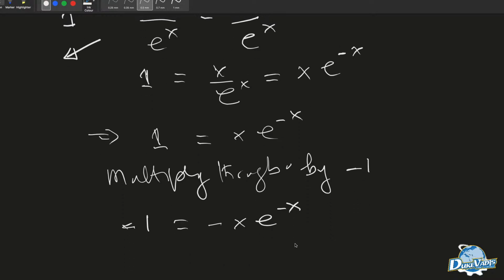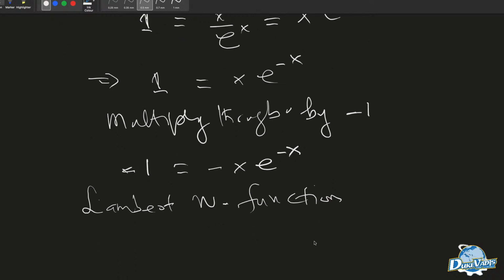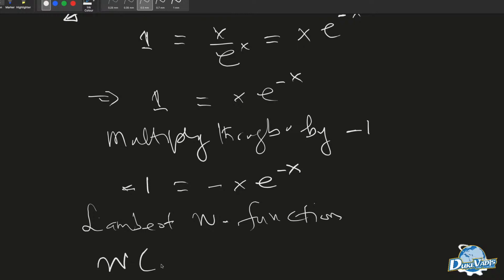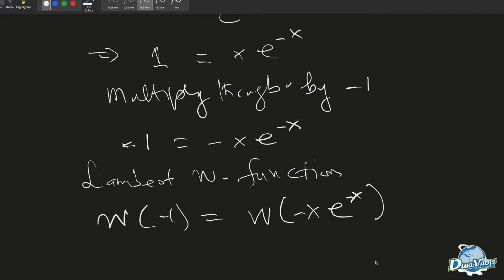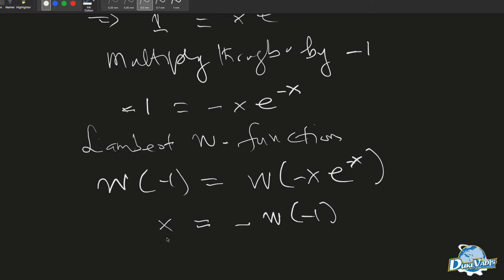With this, we should consider the Lambert W function. So we take the Lambert W function to both sides. We are going to get W of negative 1 equals W of negative x e raised to the power negative x. If you look at it very carefully, you will see that this gives negative x equals W of negative 1. So x is equal to negative W of negative 1.